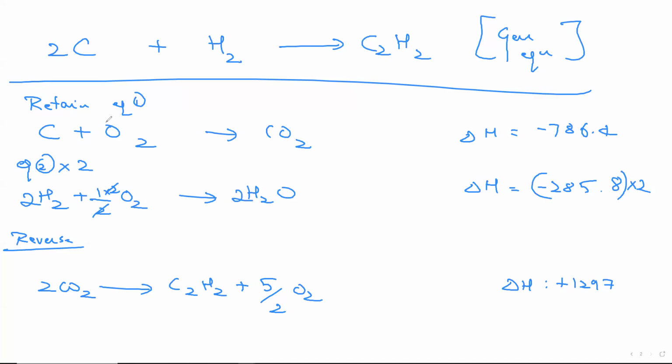Left hand side, there are two O2s. Right hand side there are 2.5 O2s. I hope you know why 2.5, because 5 by 2 is nothing but 2.5. Both of them will get cancelled. The 2 O2 and the 2.5 O2 will get cancelled, and you'll be able to get this answer here. So 2 O2 minus 2.5 O2, what remains is 0.5 O2.